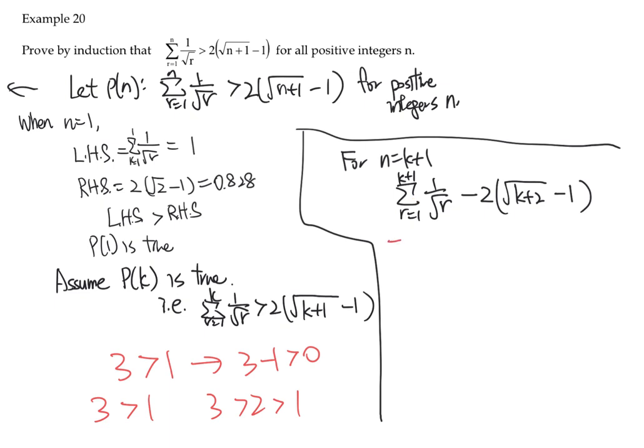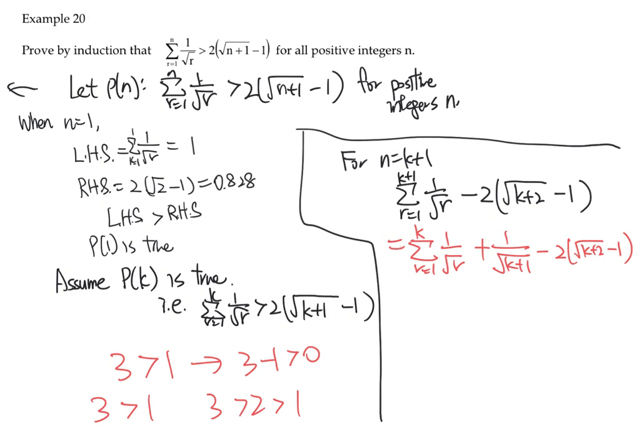For the first part, the same as previous MI, we have to separate the term first. That is equal to the summation of r equals 1 to k of 1 over square root r, plus we add the remaining part first, that is 1 over square root k plus 1, and then minus 2 times the bracket square root k plus 2 minus 1. Now we can use the Pk statement and Pk's assumption, because this part is actually larger than this one.